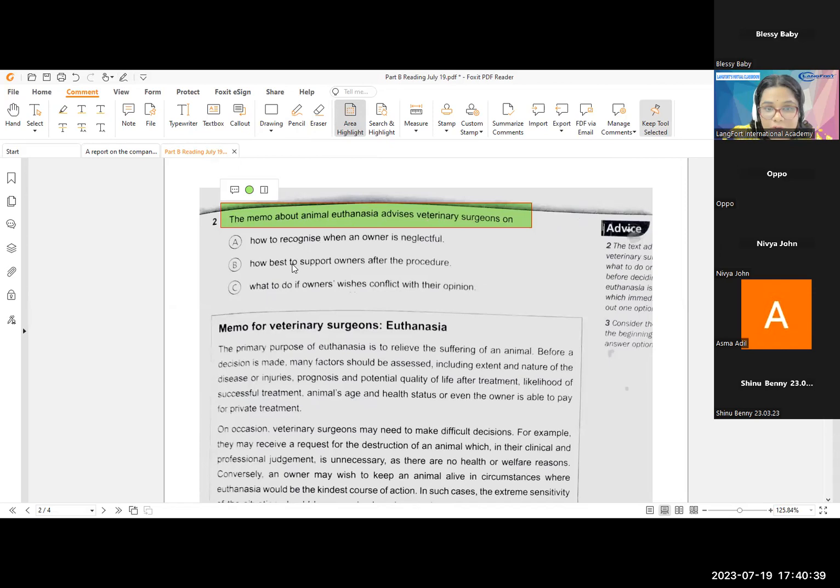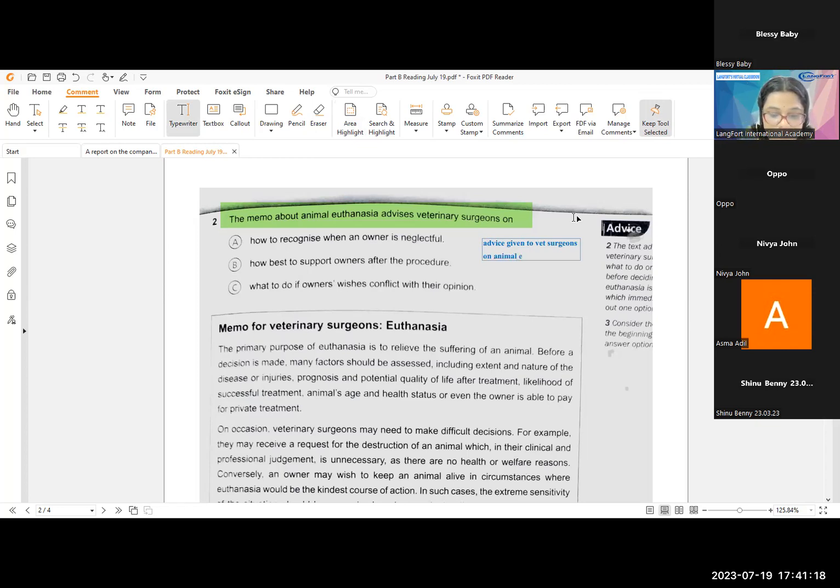So what do we need to figure out? Pause and read and think about what exactly they have asked us to find out here. We are going to read a memo, that's there. But what do we need to find? Advice. Advice given to whom, Saubhagya? Veterinary surgeons. Yes. About animal mercy killing. Yes. Advice given to, so after we read, we need to figure out advice given to veterinary surgeons. I'm just writing vet surgeons. Veterinary surgeons on animal euthanasia. So what exact advice is given to veterinary surgeons on animal euthanasia?